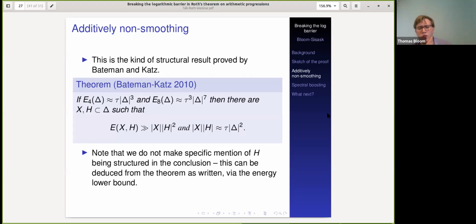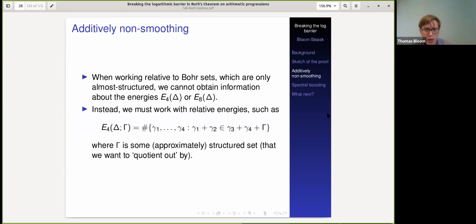And instead, the natural thing to work with is relative energy. So this is a very similar definition. Again, I'm counting the number of quadruples, but now I tweak what I mean by equality, basically. So instead of saying γ1 plus γ2 equals γ3 plus γ4, I want to say that γ1 plus γ2 equals γ3 plus γ4 up to some translate by something inside this object Γ. And here Γ is itself some approximately structured set. And morally what we're doing is, I guess, quotienting out by Γ.